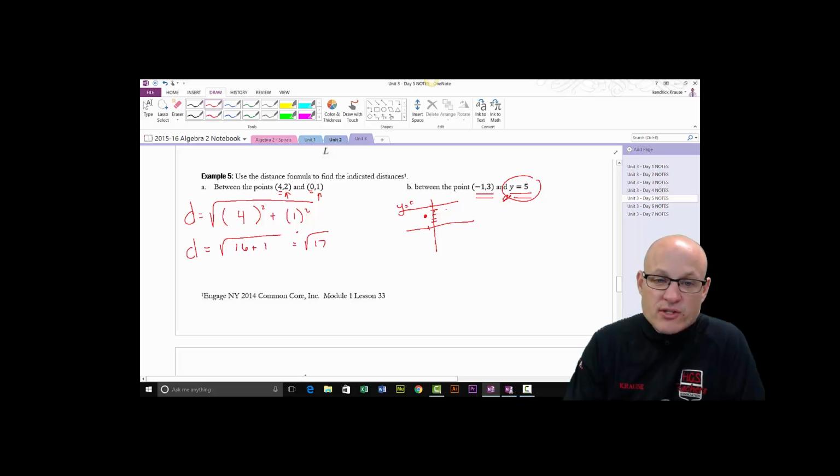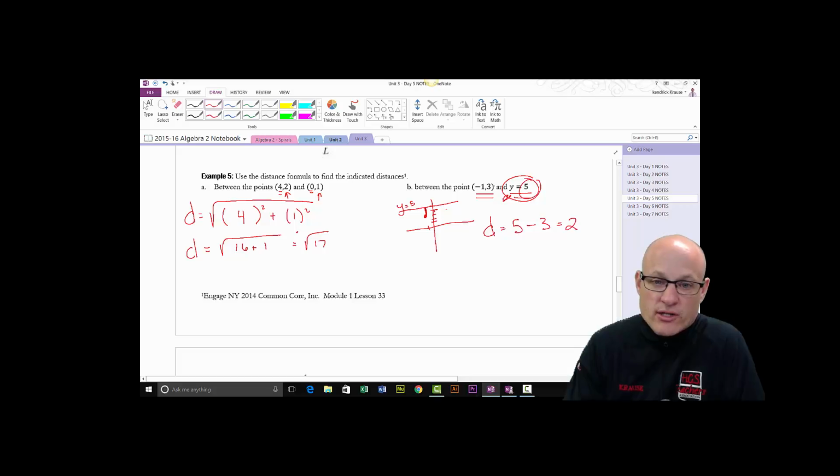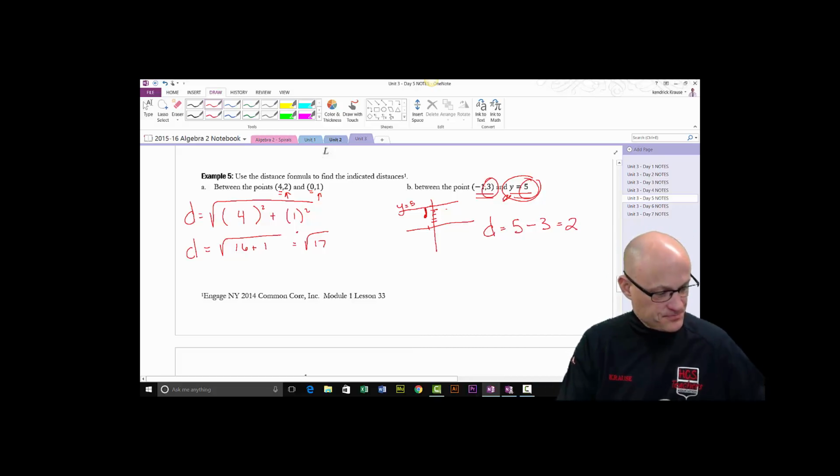So remember, the distance is as short as you can go. It's just this distance. Well, it's just the difference of the y's. So the distance is equal to 5 minus 3, which in this case is 2. All we're going to do is subtract the y values, and we get 2.